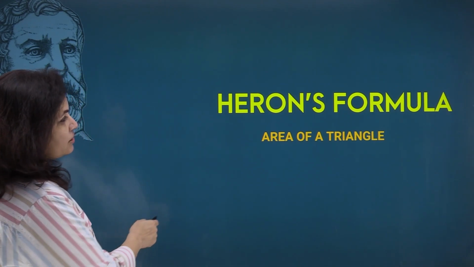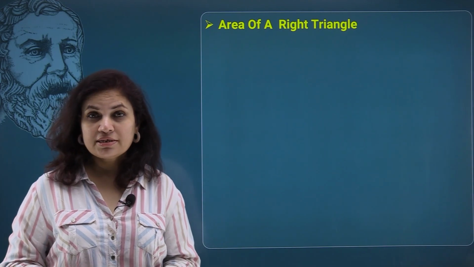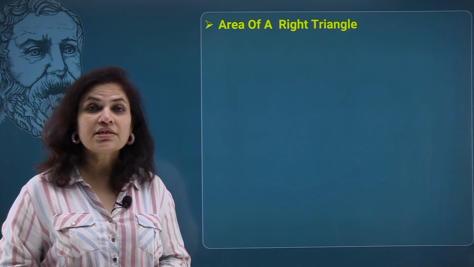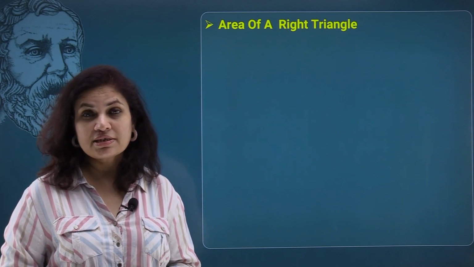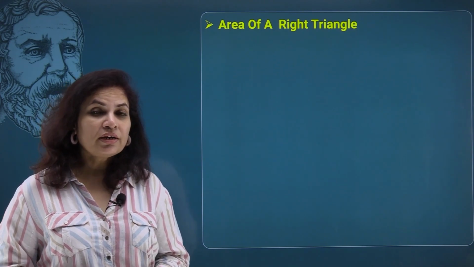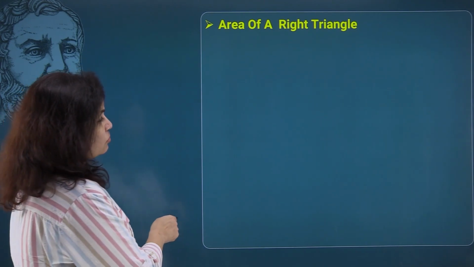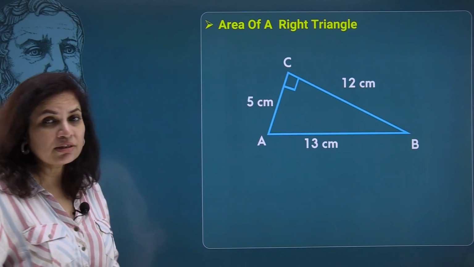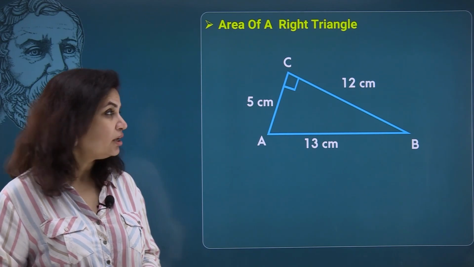Starting with a right triangle. We know a right triangle is characterized by three sides, the hypotenuse and its two legs, one of which is the base and the other is the height of the triangle. So, in order to find the area of a right triangle, what we had been using so far is the formula half into base into height.